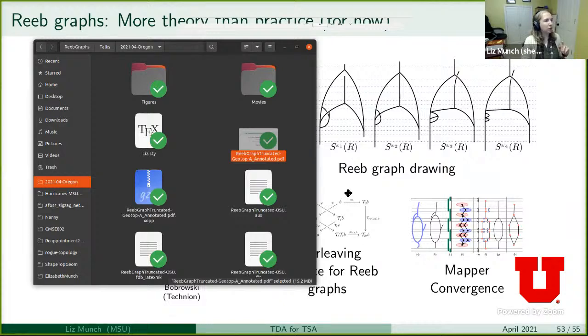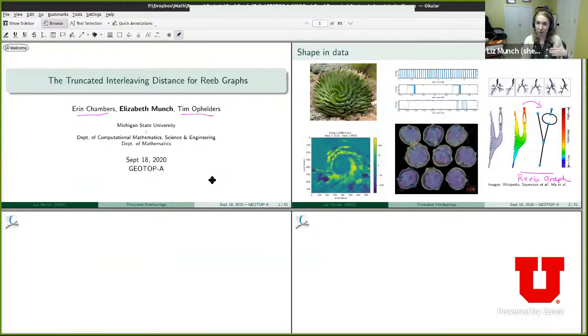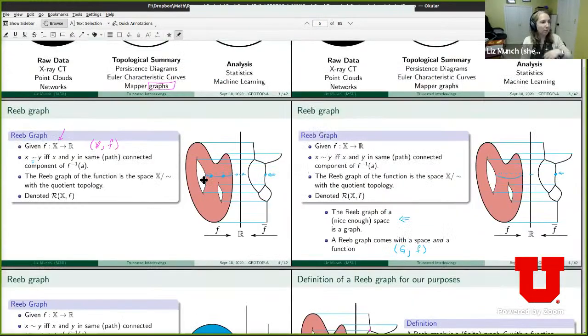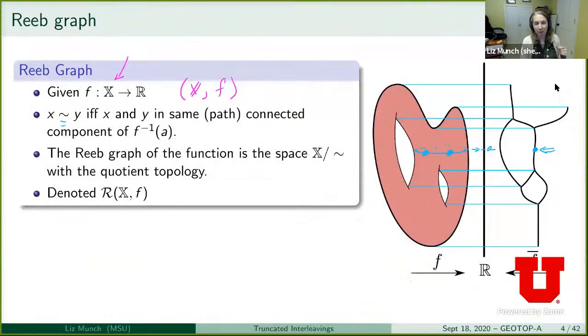So the idea with a Reeb graph is basically you take an input topological space with a function and collapse connected components, right? All of the points that are at the same function value get collapsed into a single point. And so what ends up happening is you have these graphs that inherit this function value from the original input space.